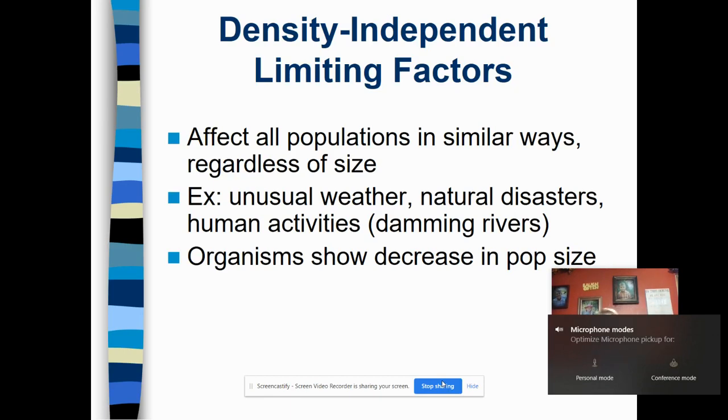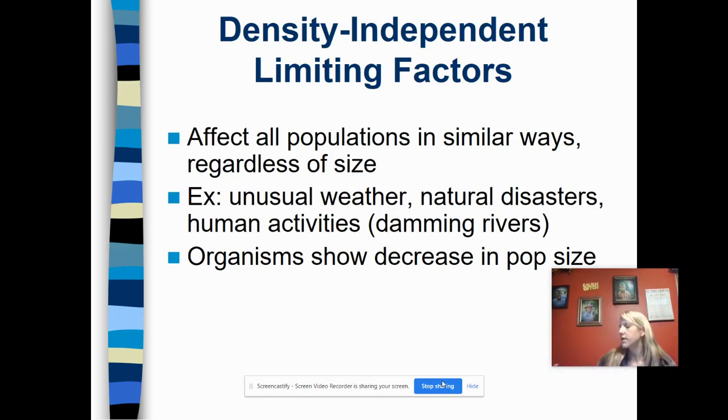All right, density independent limiting factors affect the population regardless of the size. So it doesn't matter if the population is big or small, they're going to affect it the same way. Like a hurricane, it's not like, oh, I can only go here because there's a large population. A hurricane's going to go wherever. Same with a tornado, or damming of rivers could affect a population. Tsunamis, severe thunderstorms, things like that.